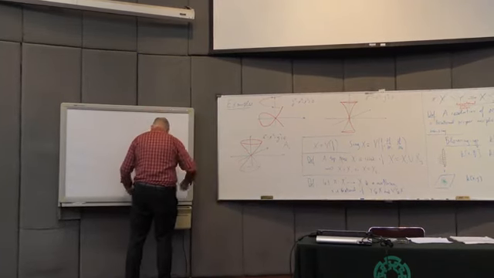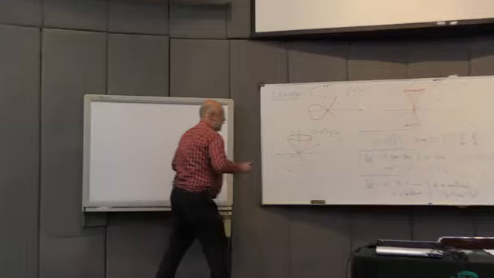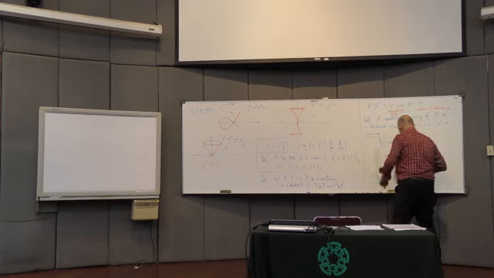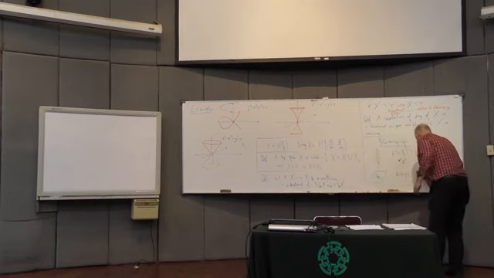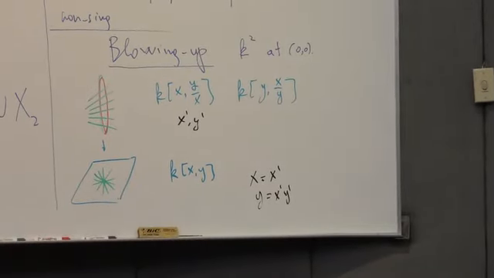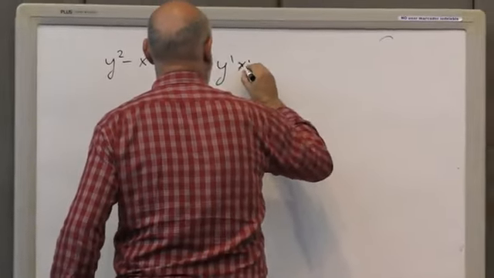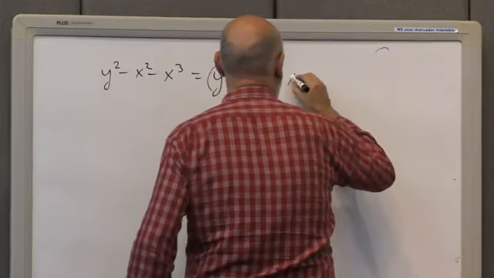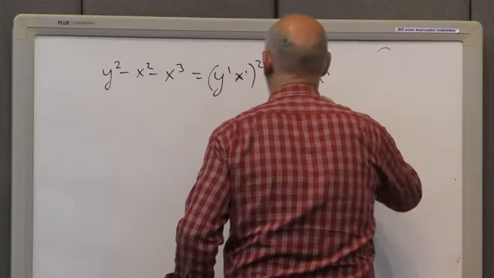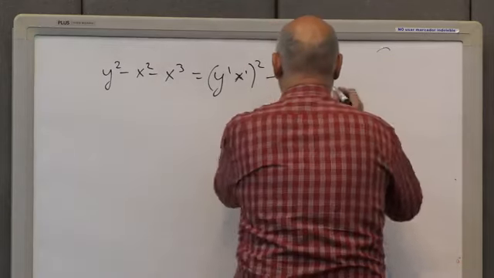So for example, what I just drew there, we can do it. Let's call these variables x prime, y prime. We know the transformation law, namely that x is x prime and y is x prime, y prime. So we can write y squared minus x cubed is y prime squared x prime squared minus 1, minus x prime squared minus x prime cubed.